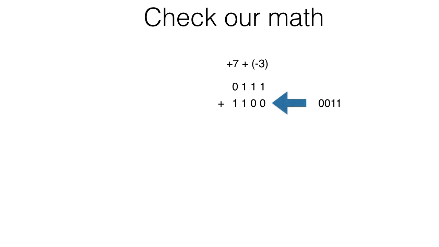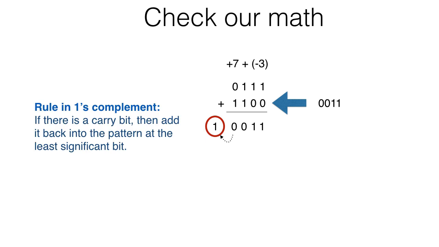All right, so let's add now. Ready? 1 plus 0 is 1. 1 plus 0 is 1. 1 plus 1 is 0, carry the 1. And 1 plus 1 is 0, carry the 1. Oh, I end up with a carry bit again. There's that carry bit. Here is the rule in one's complement. Ready? If there's a carry bit, which we have this time, then add it back into the pattern at the least significant bit. Okay, let's do that. Goes back here.